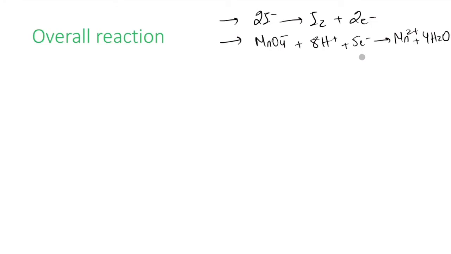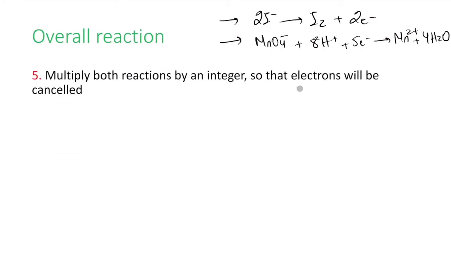Now, how can we obtain the overall redox reaction? First, we need to multiply both reactions by an integer so that the electrons will be cancelled. So what we need now is to cancel the electrons. We need to multiply each reaction by an integer so that the electrons will be cancelled. So here we have 2I minus. We multiply the 2 by 5, and we multiply the 5 by 2. Let's see if the electrons can be cancelled in this case.